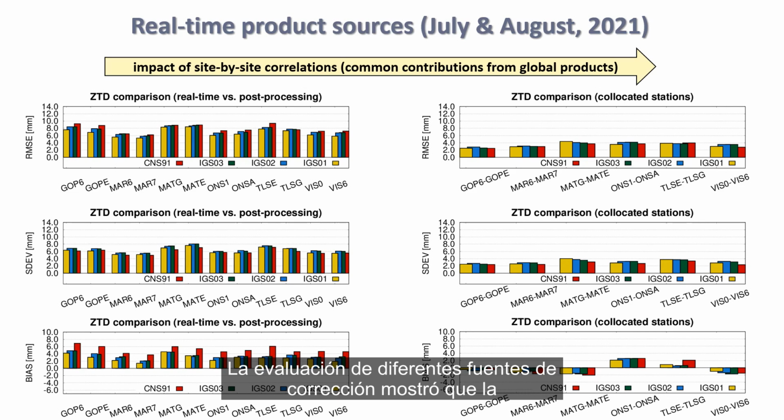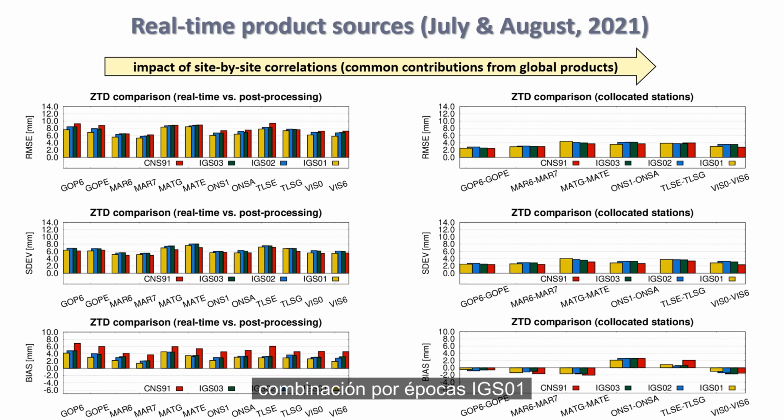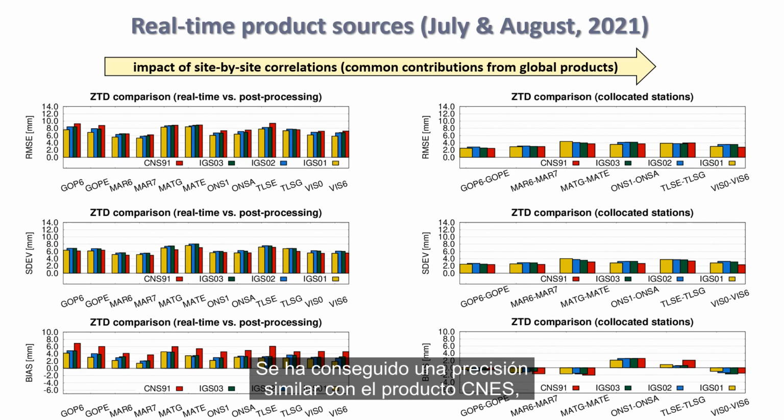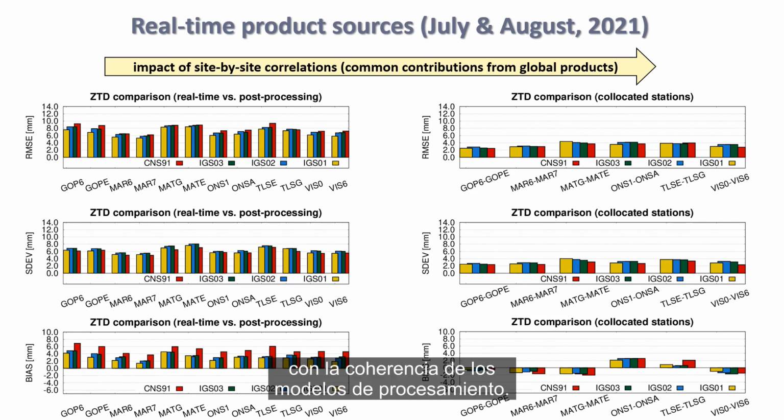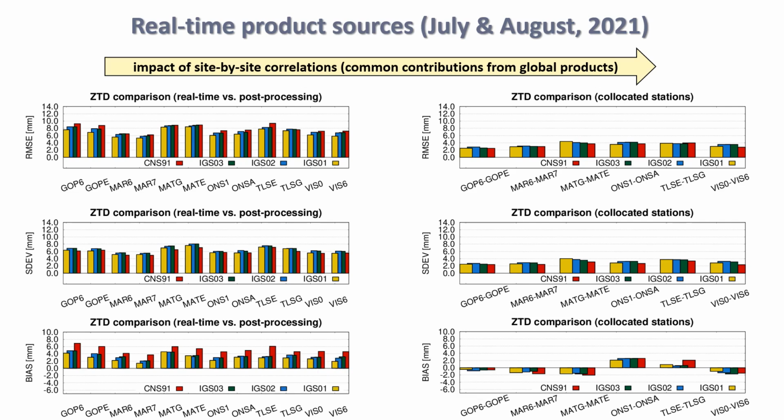Evaluation of different correction sources showed that the IGS-01 epoch-wise combination provides the best performance. A similar precision was achieved also with the CNES product, however, with higher positive biases, indicating some problem with consistency of processing models.